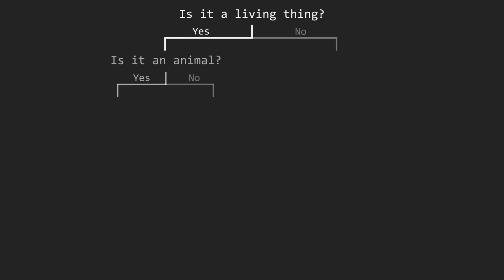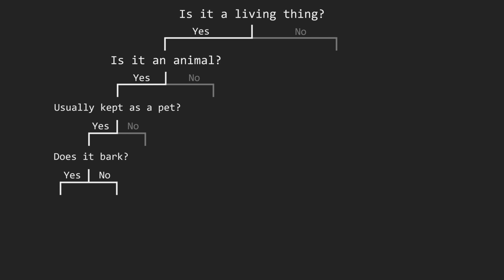A typical set of questions might start with whether it's a living thing. If yes, then whether it's an animal. If it is usually kept as a pet and it barks, it's a dog. But if it doesn't bark and instead meows, it's a cat. The quality of the questions asked determines how quickly we can guess correctly, and this is crucial in this game.